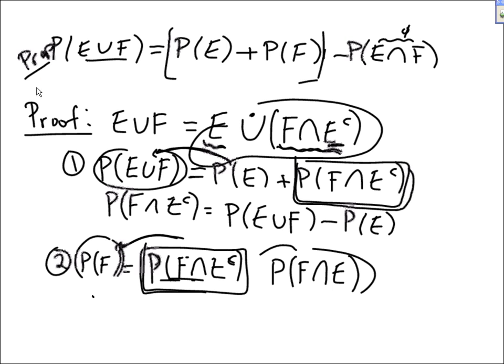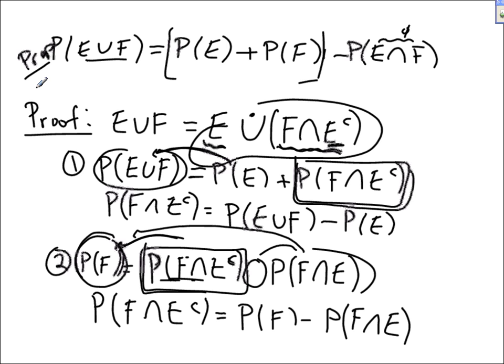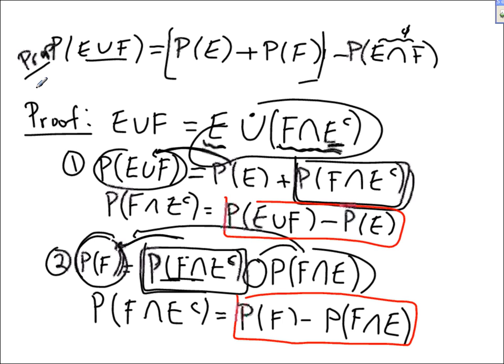So I meant to solve for that in equation 2. The probability of F intersect E complement is equal to P of F, and it is this that I'm bringing over. And since it's plus, when I cross the equal sign, it becomes a minus. Okay. So now, since this and this equal the same exact thing, they both equal P of F intersect E complement, they must equal one another.